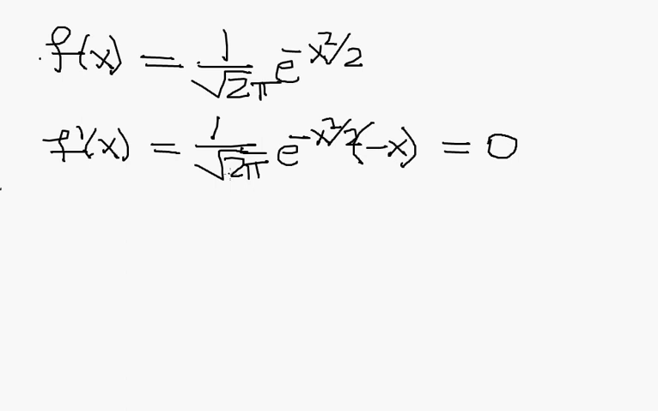Well, let's see, 1 over square root of 2 pi cannot be equal to 0. An exponential can never be equal to 0. And so the only thing that can be equal to 0 is this part, which means x is equal to 0. So that is the critical point.